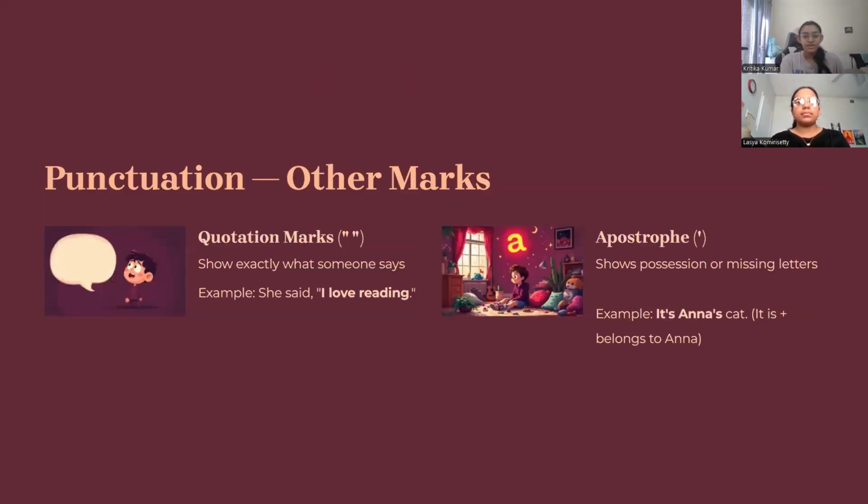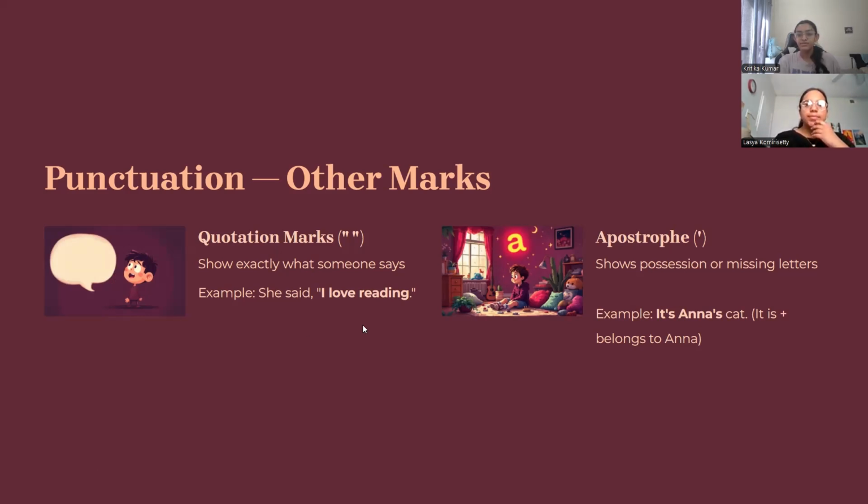And now we have punctuation. So we talked about ending marks. Now we have other marks too, such as quotation marks, which are these things where you do this sometimes. That basically just shows quotation. So it shows exactly what someone says. She said, I love reading. So when you're reading a novel or a book, there are usually a lot of quotation marks. It's called quoting a person. So quoting what a person is saying, just like the example we just gave.